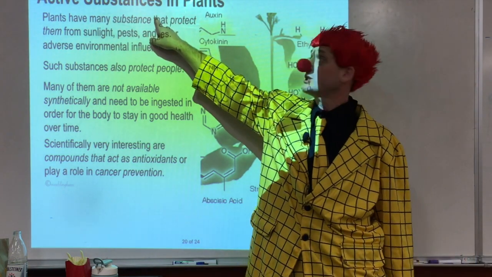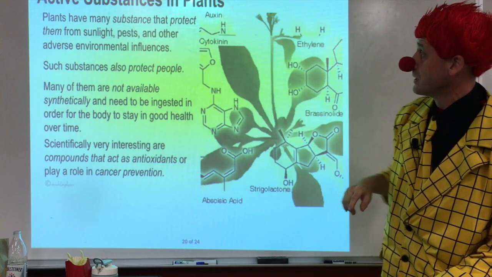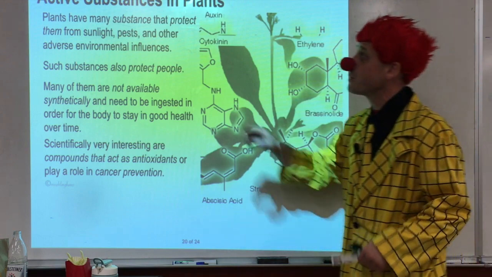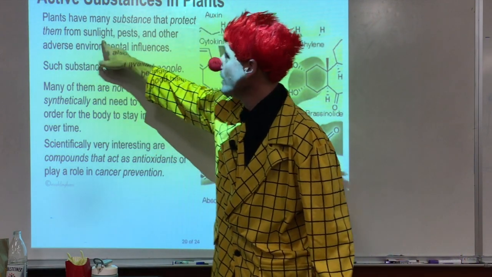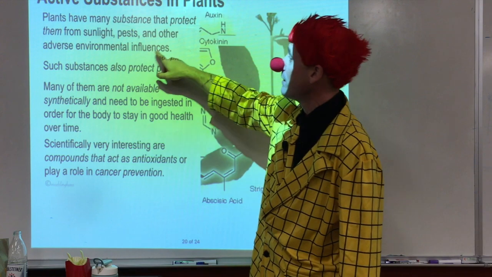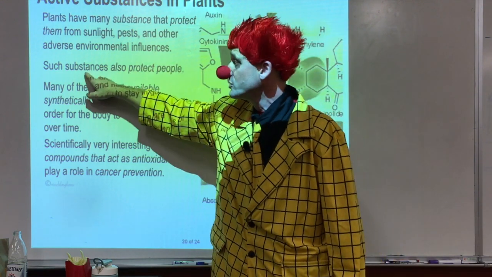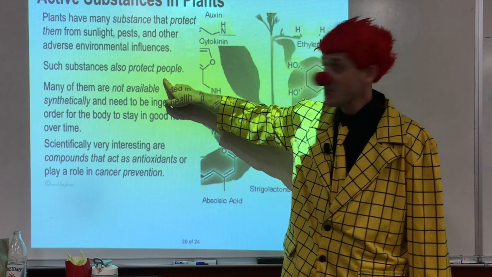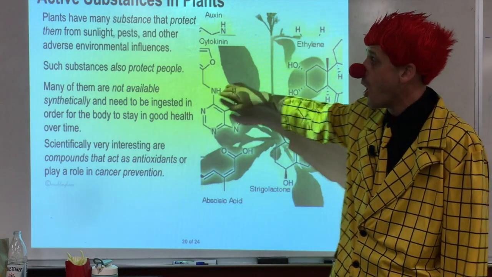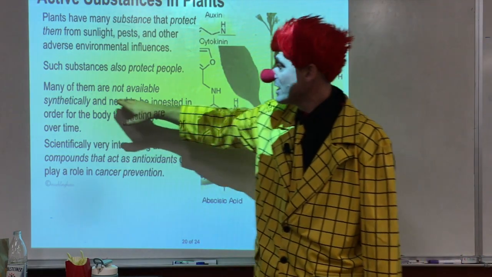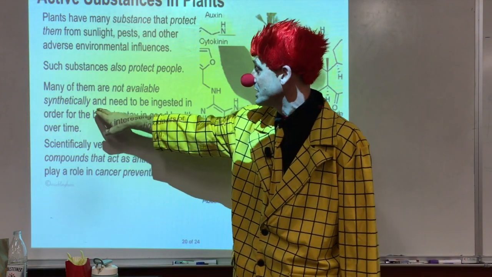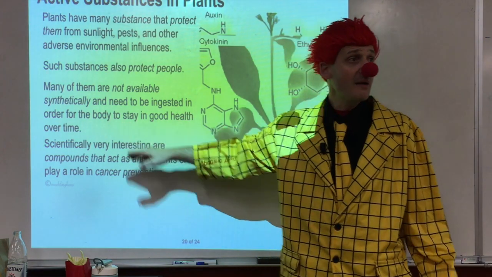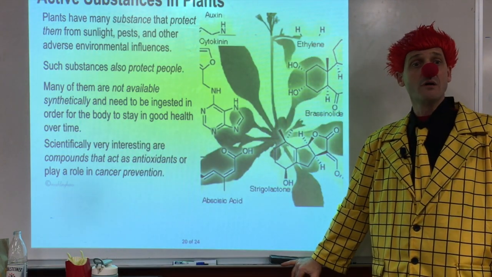Then we also have to understand that a lot of substances are in plants. We might not have an understanding, but plants have many substances that protect them from sunlight, pests, and other adverse environmental influences. Some substances also protect us, the people. It's actually as simple as that, even though we don't necessarily know all the ingredients. Many of them we have not figured out, so they're not available synthetically, and we need to ingest them in food, or we need to be in a forest environment once in a while.